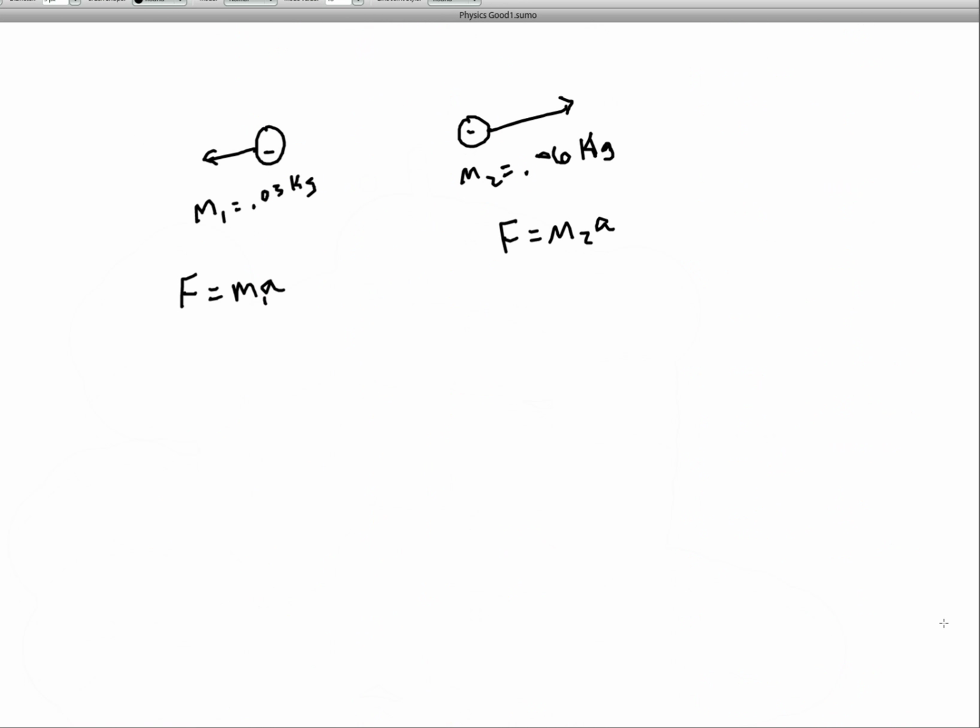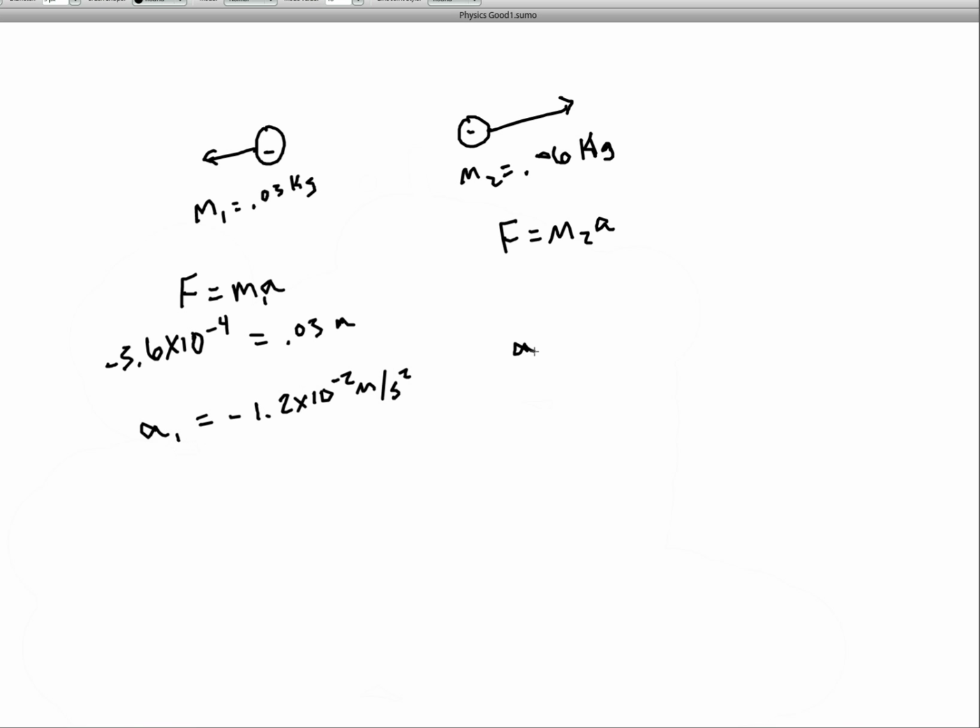So it's just in the opposite direction. I'm going to switch sign conventions and take left to be negative and right to be positive. So initially, over here, my repulsive force is in the negative direction. So I've got negative 3.6 times 10 to the minus 4 equals 0.03 A. Again, I solve for A, and I get an acceleration of negative 1.2 times 10 to the minus 2. That is for A1.